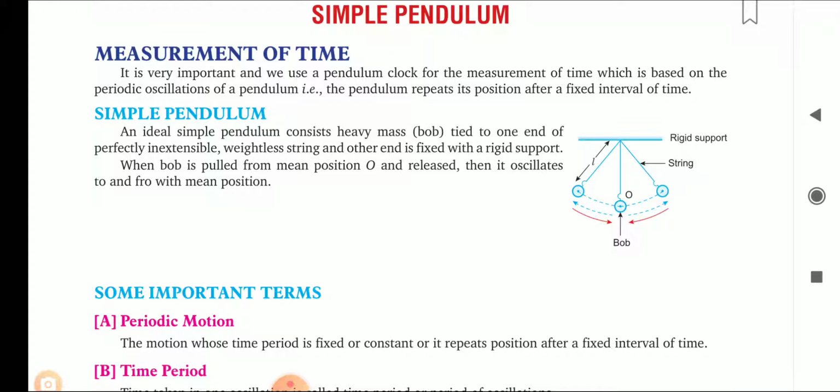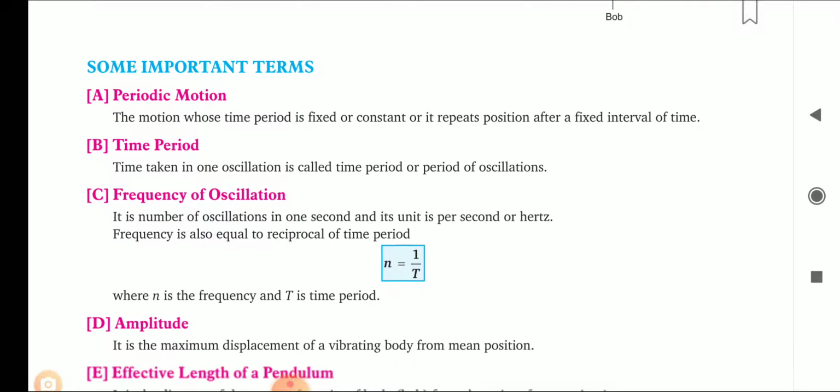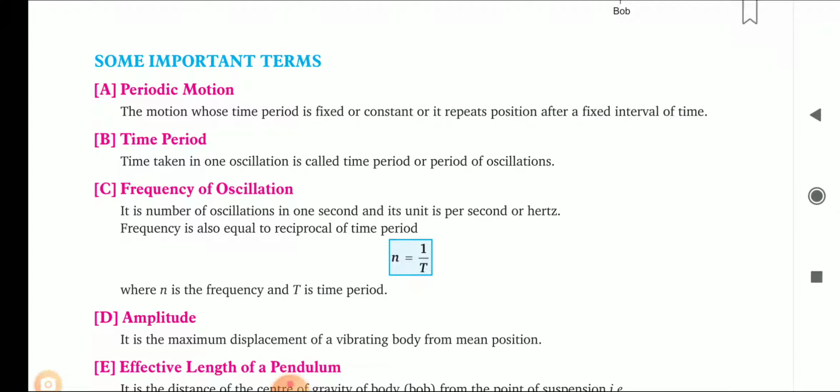So that means we are measuring the length of a pendulum from the center of the bob. So these are its basic construction, how it is constructed. Some important terms are related to the simple pendulum.